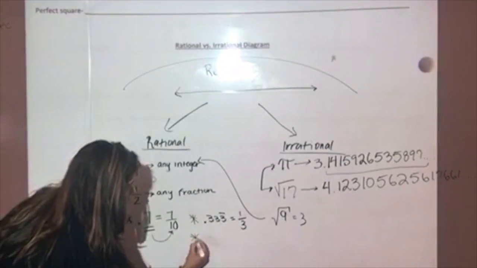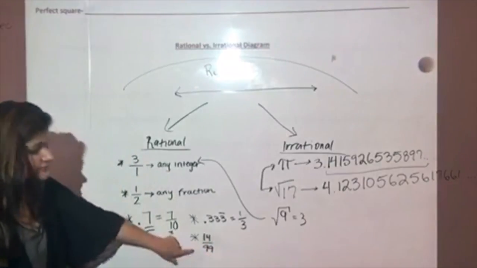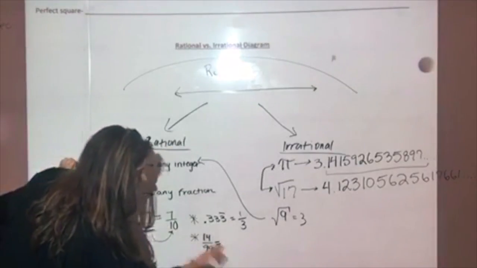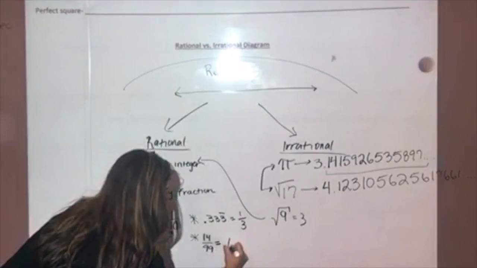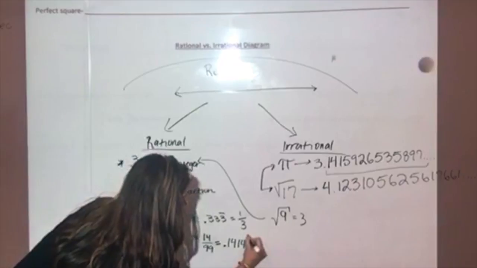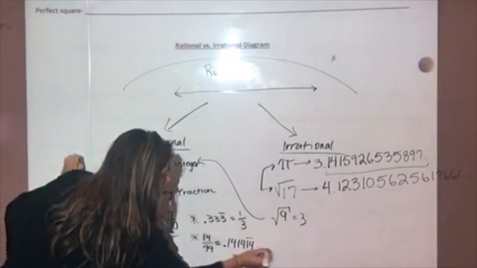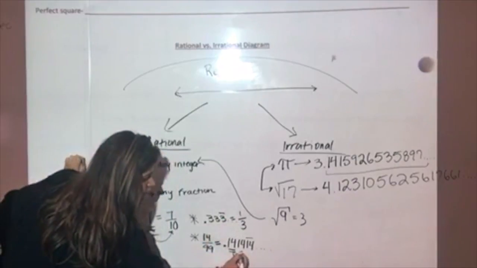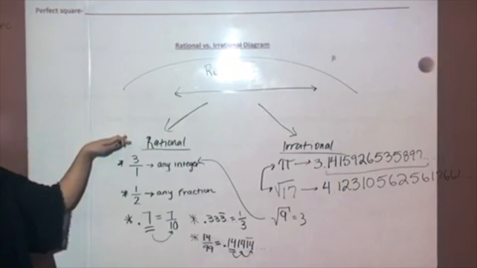Another example we could use is 14/99. Now, since it's written as a fraction, we know that this is rational. Let's go ahead and divide this and see what decimal we get. We should get 0.1414, and the 14 repeats forever. Now, both of these are continuous, but since there is a pattern, or we are able to predict the next digit, it is also rational.